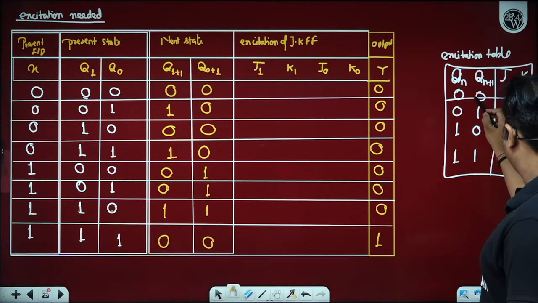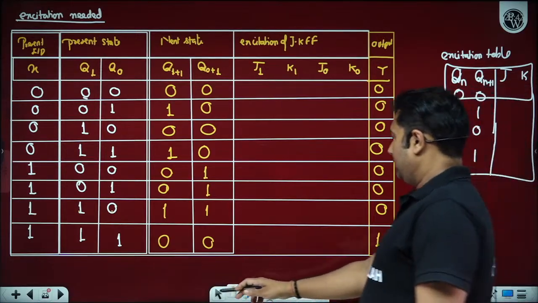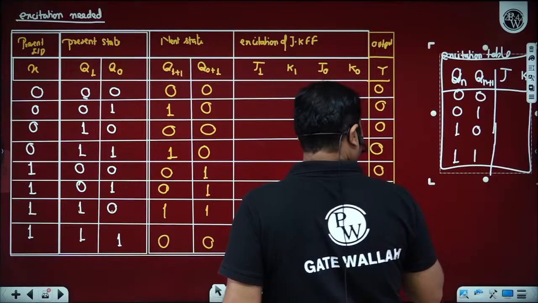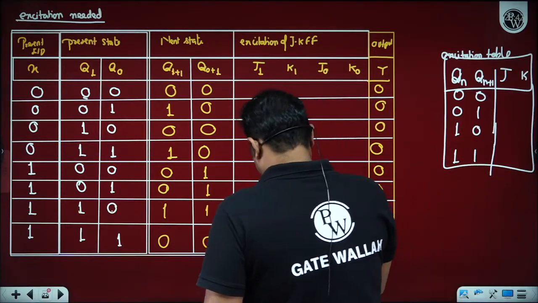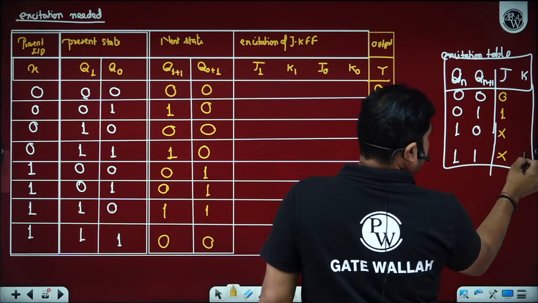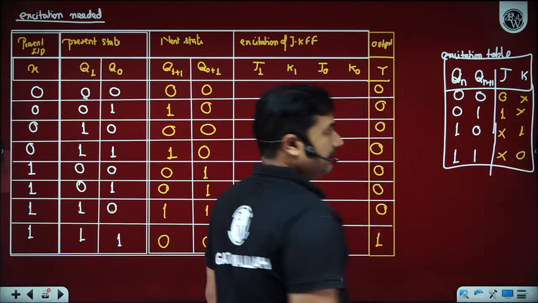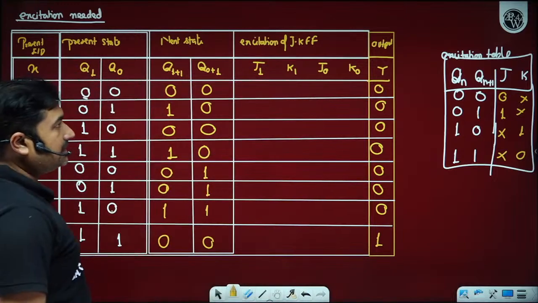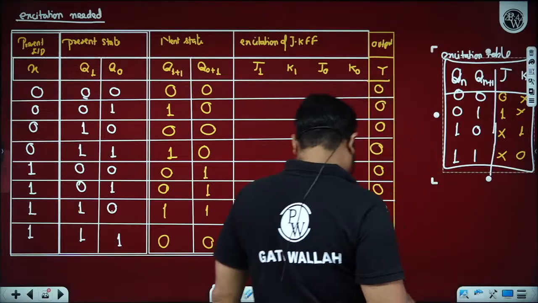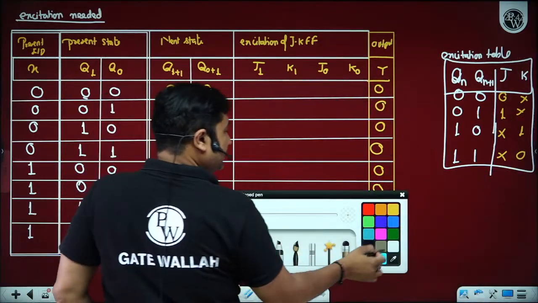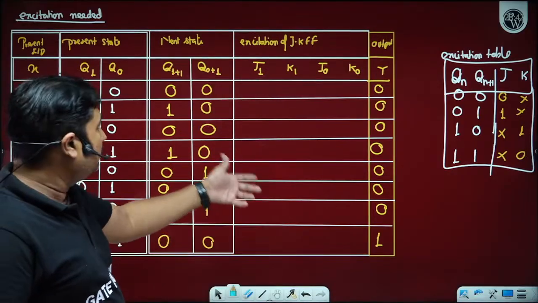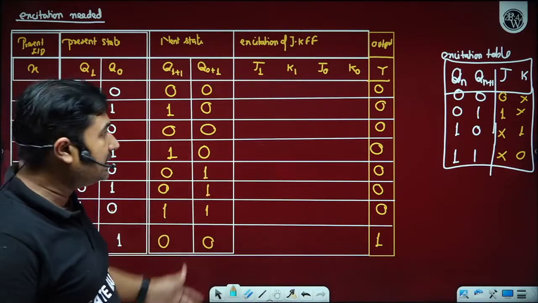If you remember, I told you for the JK flip-flop, just take these two copies and then don't care, reverse it: 0 1, don't care. Now I'm going to utilize the excitation table information to write the excitation required on the flip-flop with which we want to design the sequence detector.